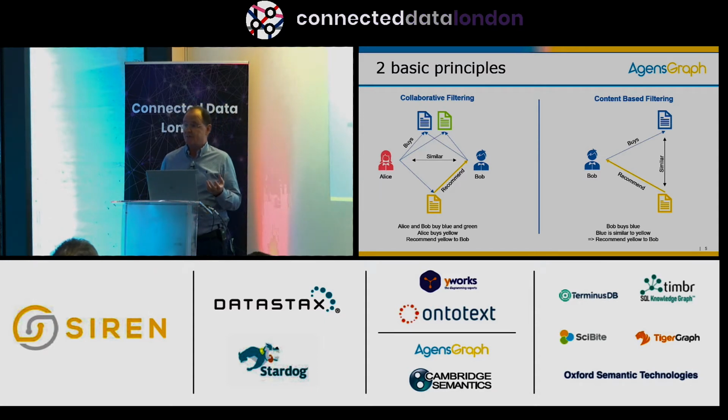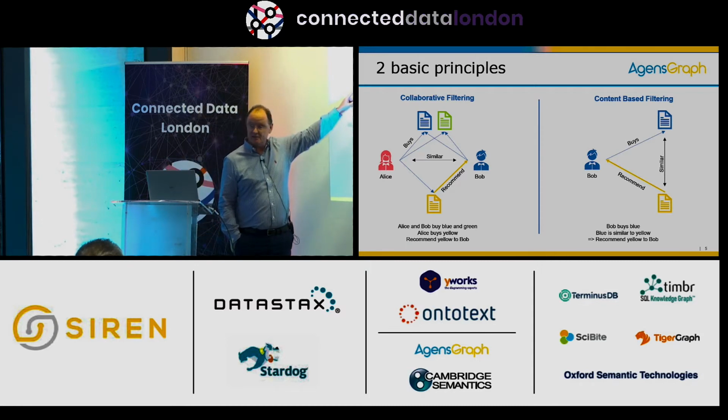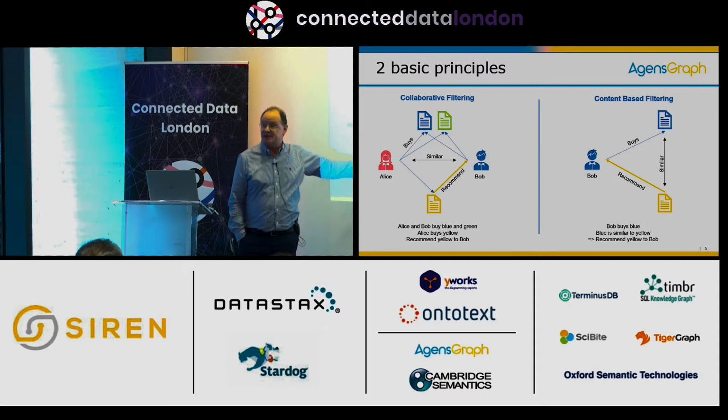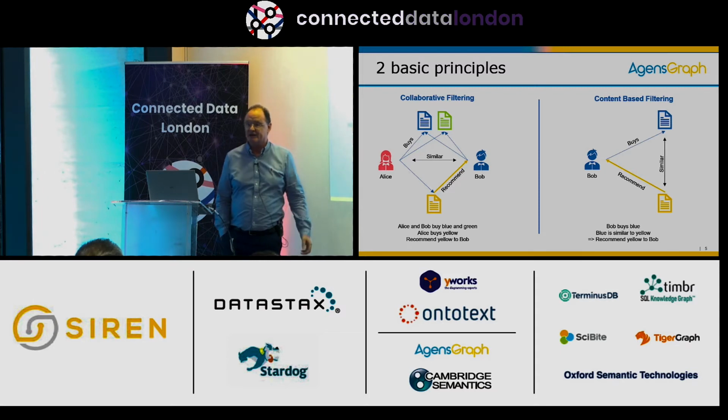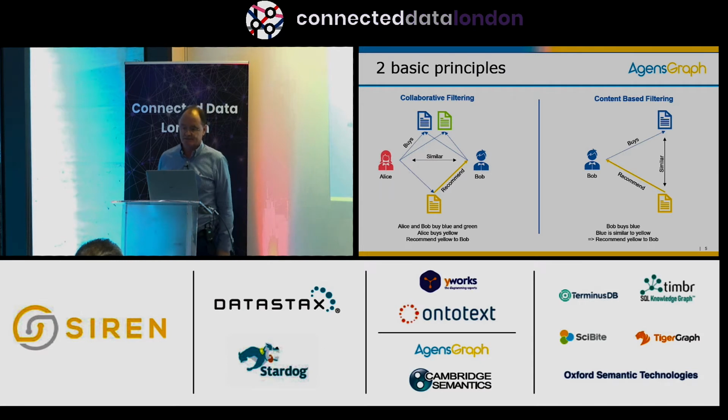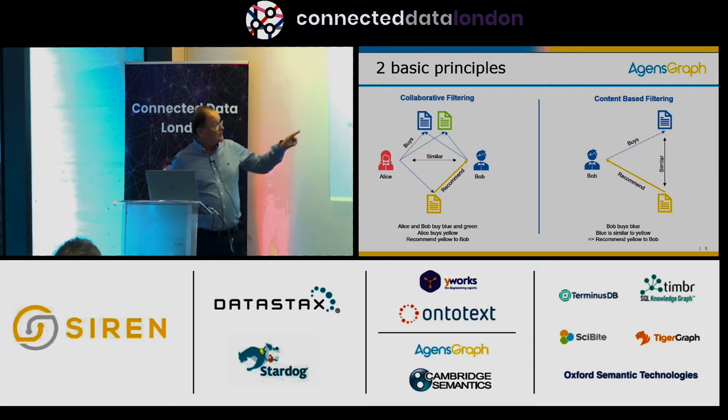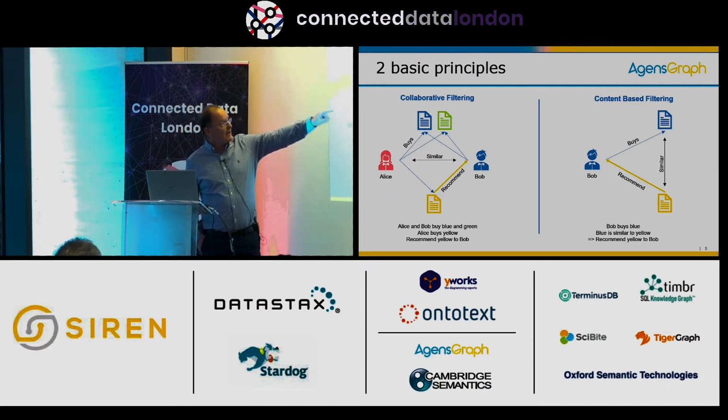It's interesting to hear so much today about knowledge graphs. This leans on one fundamental human principle, and that is that people who agreed in the past are likely to agree in the future. So the principle at work here is Alice and Bob have agreed in the past. Alice has made a new journey, and it's possible that Bob would like that journey too, or that experience. Now, content-based filtering is entirely different and demands that you parameterize the product.